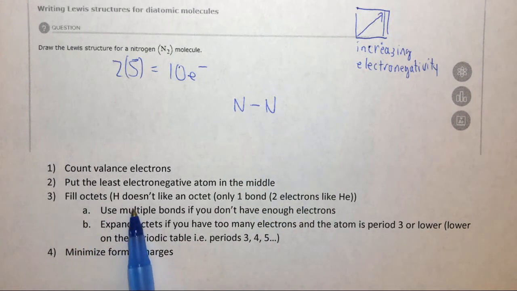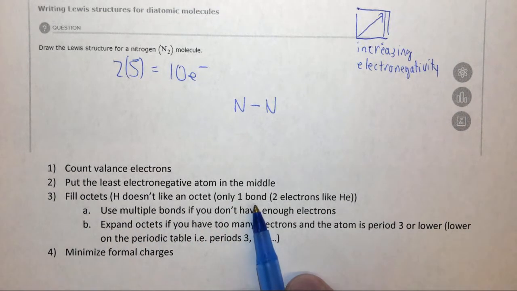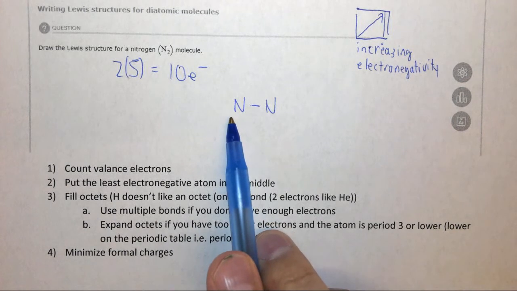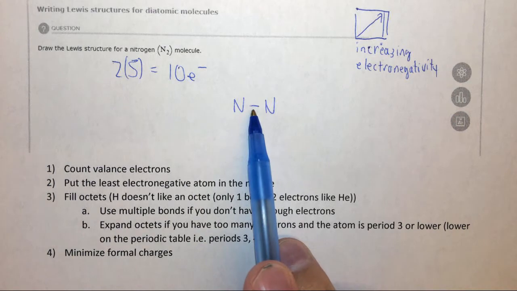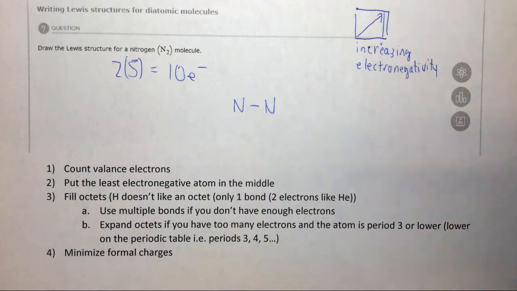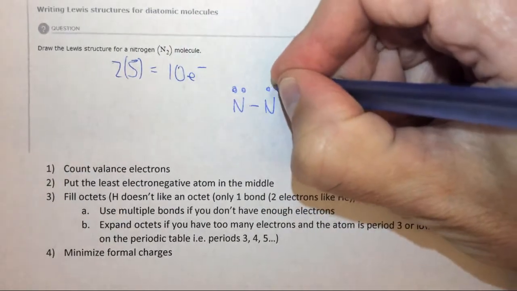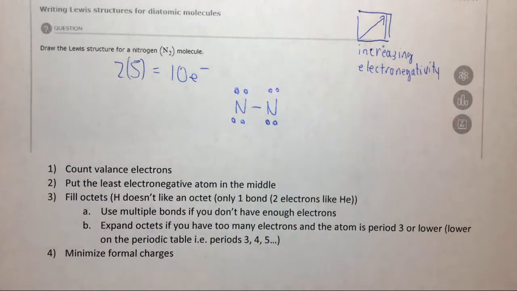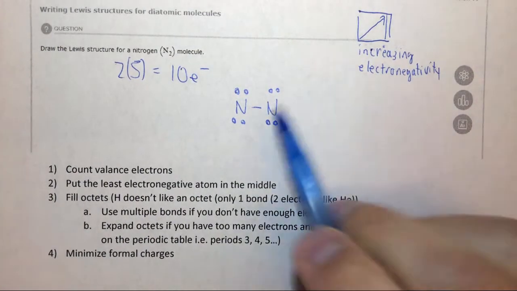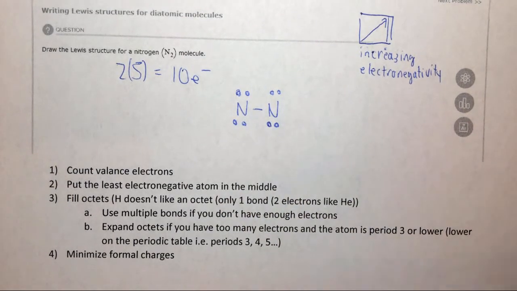Now, fill octets, except for hydrogen, which doesn't like an octet. It just likes a duet, or just 2 electrons. But nitrogen does like an octet because it's not hydrogen. We have 10 electrons. We have used 2 to make this bond, which means we have 8 left. So let's put them out: 2, 4, 6, 8. I just put them on evenly. You could put the 3rd lone pair over here and only 1 lone pair here, whatever you want to do.